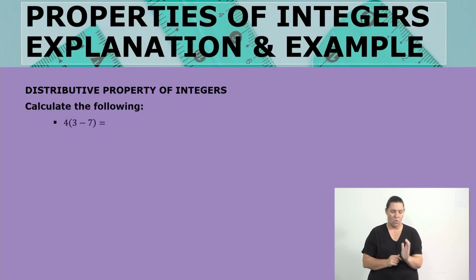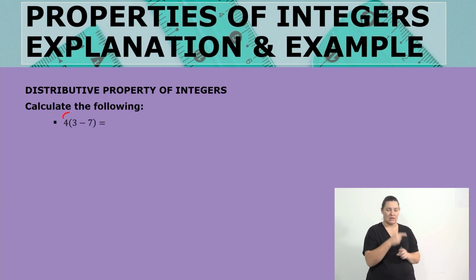Lastly, let's look at the distributive property of integers. Now remember, to distribute means we are going to multiply the number that is outside of the bracket with the numbers that are inside. So here we have 4 open bracket 3 minus 7, close bracket. So how are we going to distribute that?